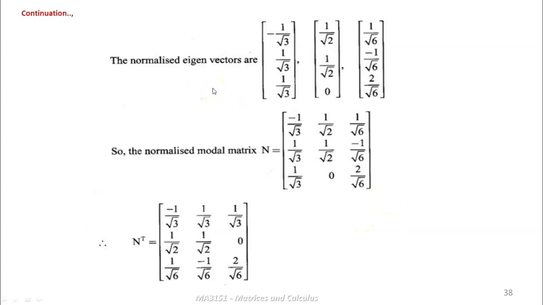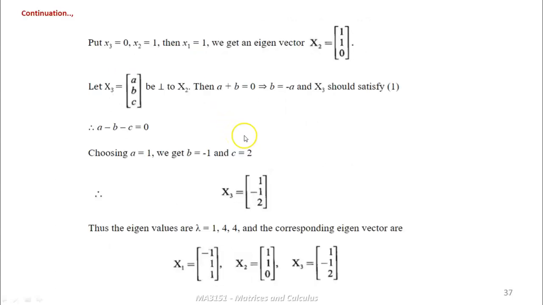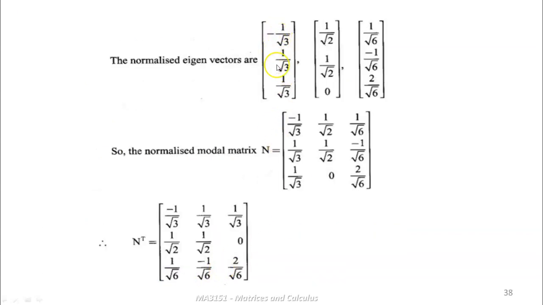Next we want to normalize each and every eigenvector by taking the square root of the sum of squares of the values. Minus 1 whole square plus 1 square plus 1 square, the value is 3. Then we need to take the square root of 3. Therefore, the normalization of the first vector will be minus 1 by root 3, 1 by root 3, 1 by root 3. The same thing we can do to normalize the second vector and third vector.